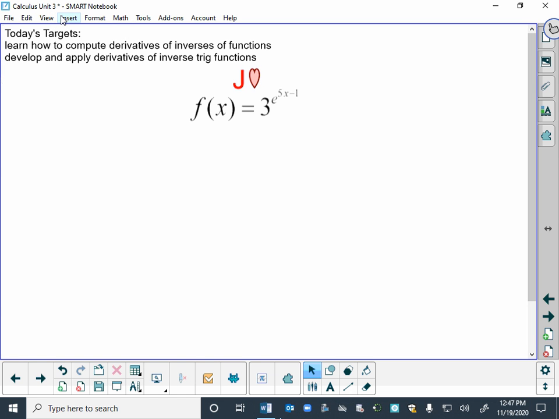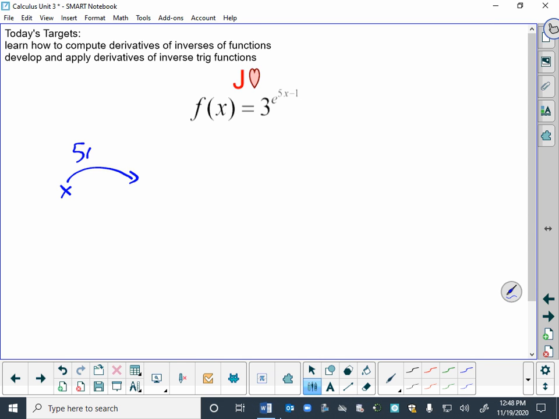All right, so let's see if we can put a wrap on this derivative of exponentials and logarithmics unit, lesson 9 out of chapter 3 in our book. We're going to start with just doing one more example of what we've done with the exponential. So this problem is 3 to the e to the 5x minus 1. So we would start that.